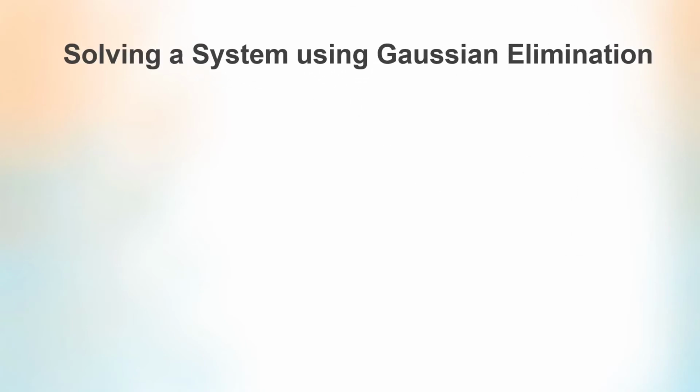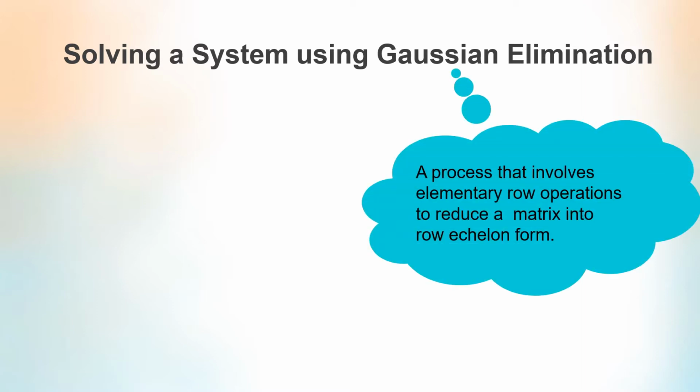We will apply the Gaussian elimination to find the values of the three variables. So what is a Gaussian elimination? It is a process that involves elementary row operations to reduce a matrix into row echelon form. Note that when a matrix is in row echelon form, it means that the Gaussian elimination has operated on the rows. You can look up my previous lesson video to recall what a row echelon form matrix is.